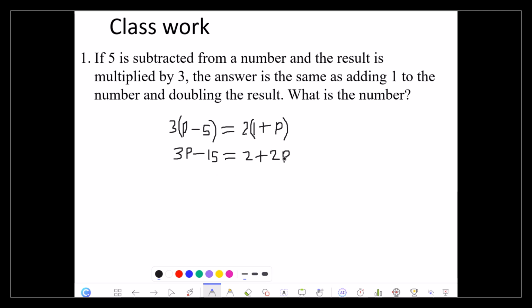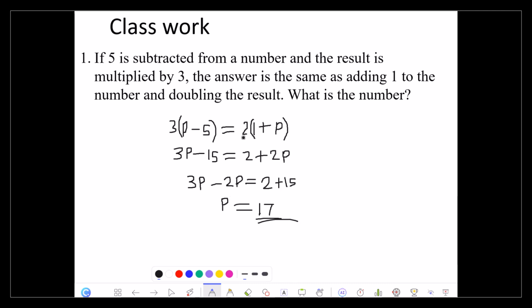Now collect your like terms, let p cross over to this side. If 2p crosses over to the other side, this is positive p. When it crosses over, it will become negative 2p, which is equals to, then this is negative 15. When it crosses to meet 2 on this side, it will become positive 15. That is plus 15. So finally, 3p minus 2p is going to be 3 minus 2. This is going to be 1, which is 1p, which is the same thing as p. So your answer is p is equals to 2 plus 15 is equals to 17. So this is your answer.